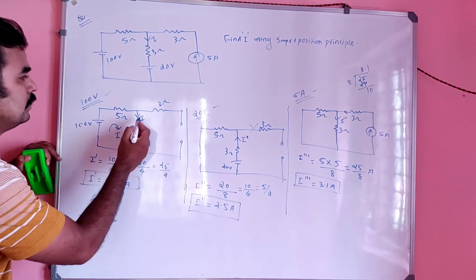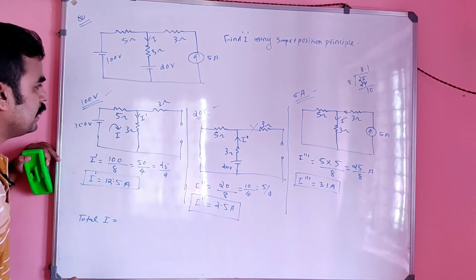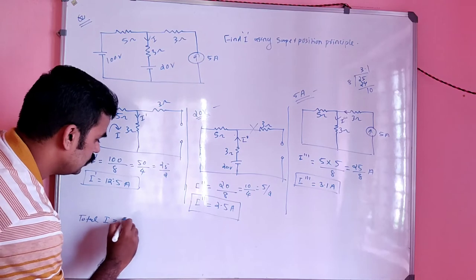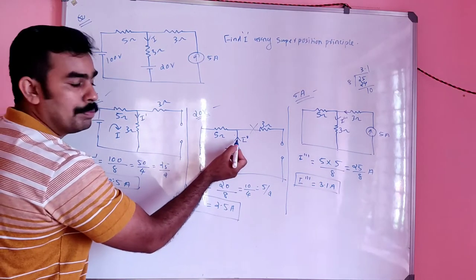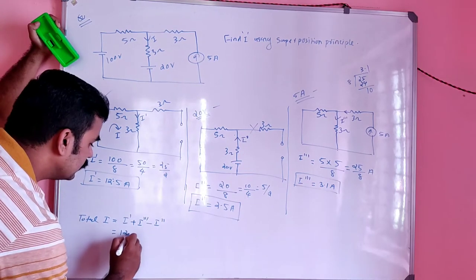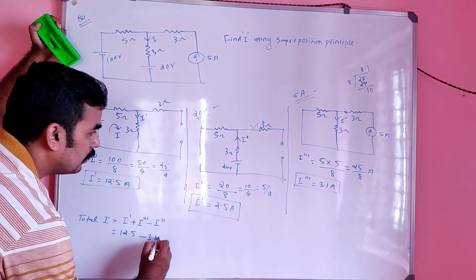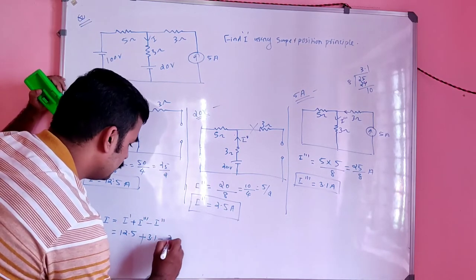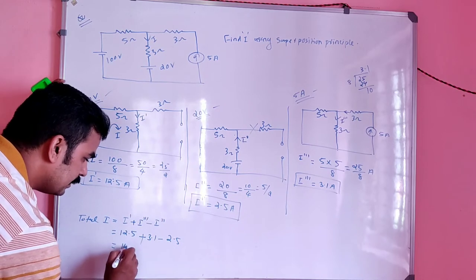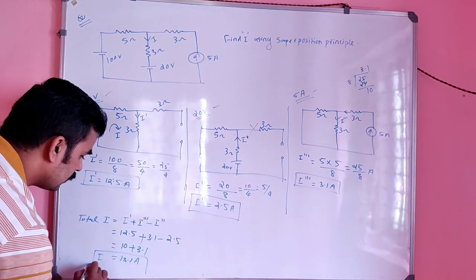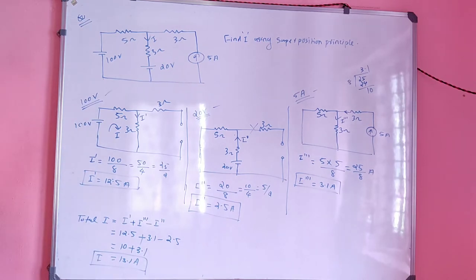So I dash and I triple dash in the downward direction, let's add together: I dash plus I triple dash. And I double dash is in the opposite direction, so it will be minus I double dash. So our result will be 12.5 plus 3.1 minus I double dash, which is 2.5. So 12.5 minus 2.5 is 10, plus 3.1, it is nothing but 13.1 ampere. So that is the current I, 13.1 ampere. Yes, that is the answer.